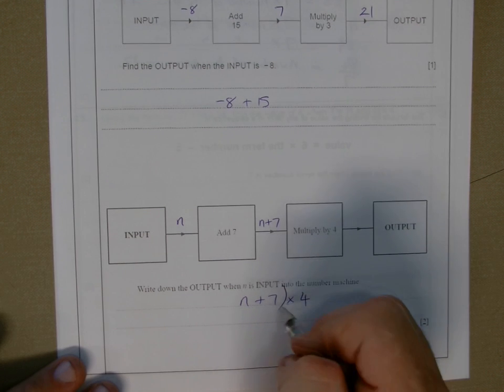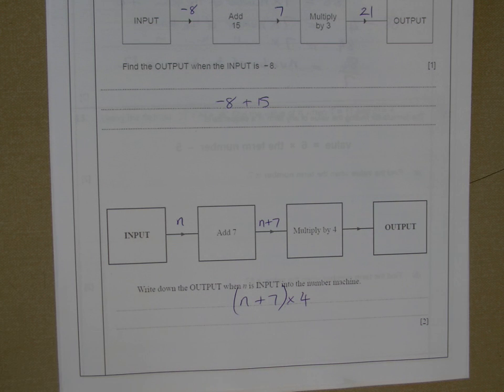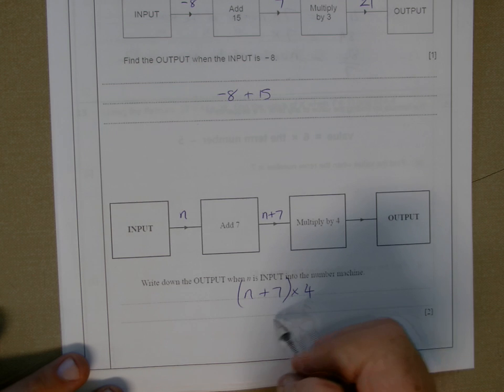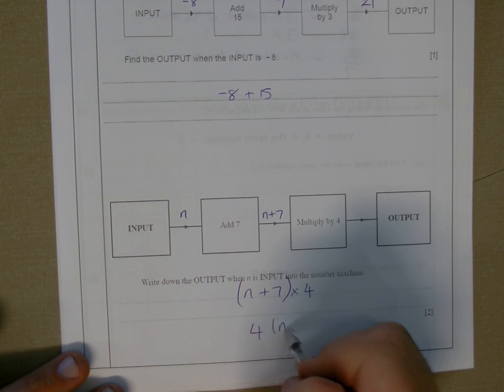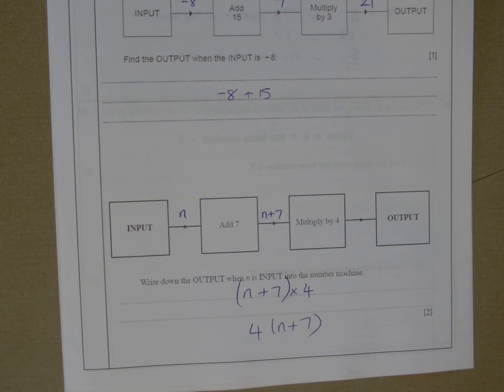So what I do is I put a bracket around it, to show that I'm timesing 4 by all of it. And that's your answer. Now, in terms of maybe writing this a bit neater, maybe we put the 4 at the front, and we get our answer there.